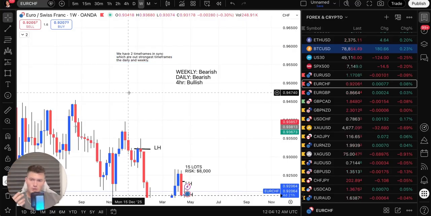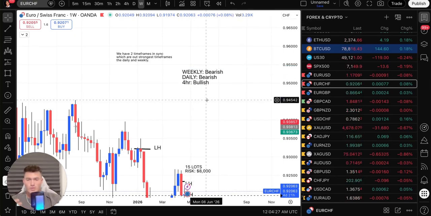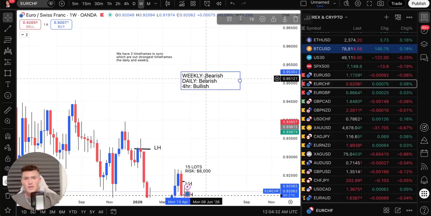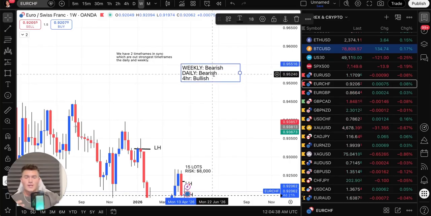This would be a stronger confluence to have our weekly and daily in sync rather than our weekly and 4-hour or our daily and 4-hour. We have got the 2 highest time frames in sync. So now, since we have our overall time frame, we know that the market is going down because the overall time frame is bearish. We've got 2 of the highest time frames in sync with one another. So we know right off the bat we're going to be interested in selling this market.